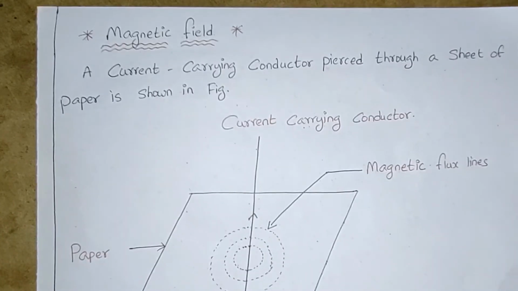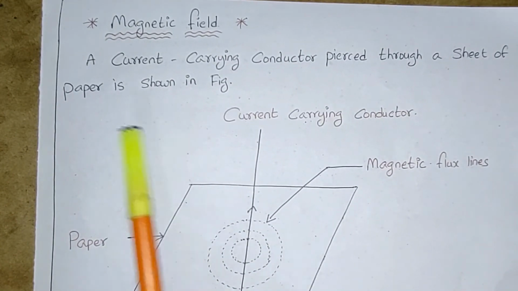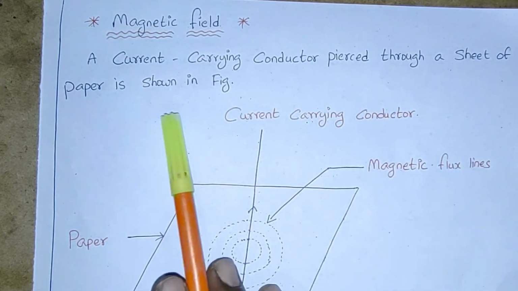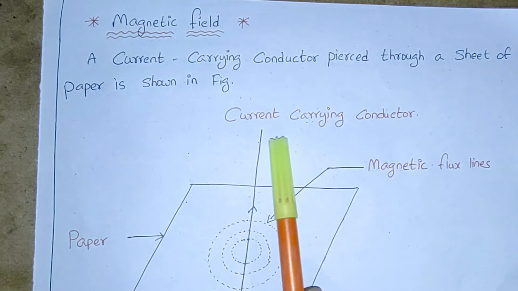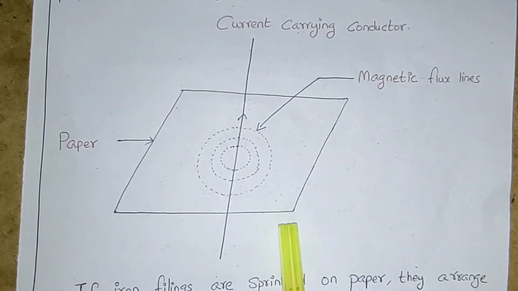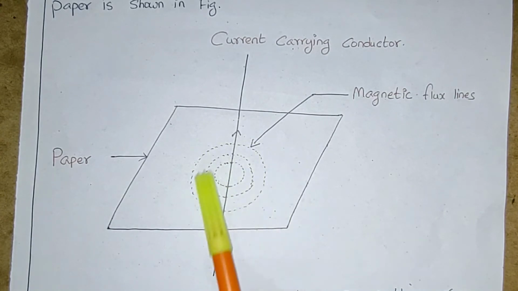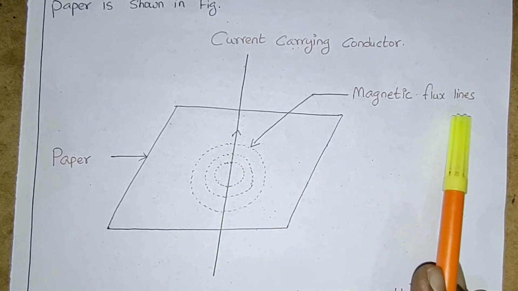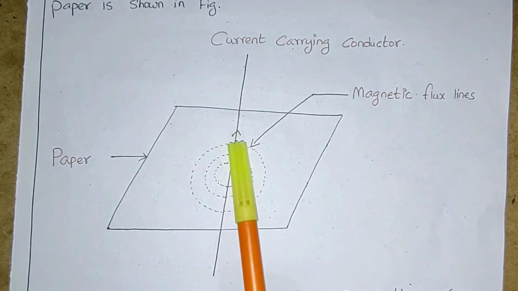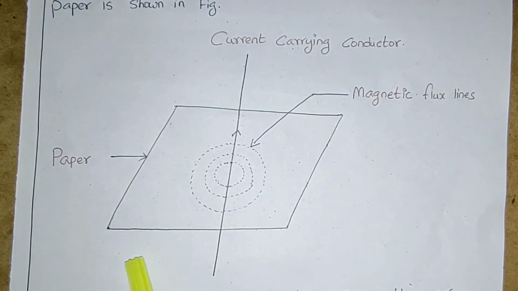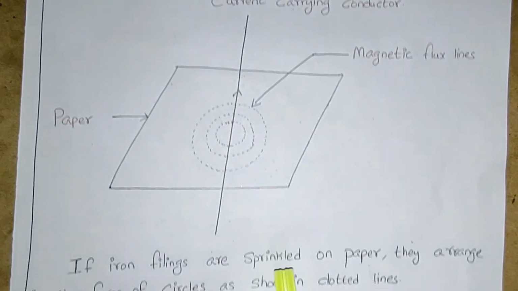Next, magnetic field. A current carrying conductor pierced through a sheet of paper, as shown in the figure. You can see the magnetic field in this diagram. The dotted lines in a circle shape are magnetic flux lines. This is the current carrying conductor, and this is the paper. For the magnetic field, you have to draw this diagram.